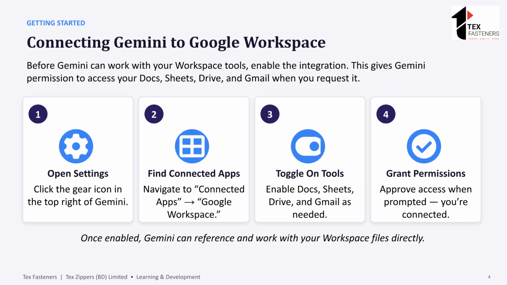Before Gemini can work with your Workspace tools, you need to enable the integration. First, open Settings by clicking the gear icon in the top right corner of Gemini. Second, find Connected Apps and then select Google Workspace. Third, enable the tools you need, such as Docs, Sheets, Drive, and Gmail. Finally, grant the requested permissions. Once this is enabled, Gemini can reference and work with your Workspace files when you ask it to.